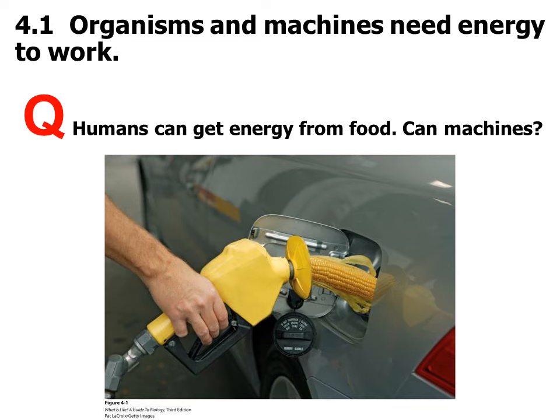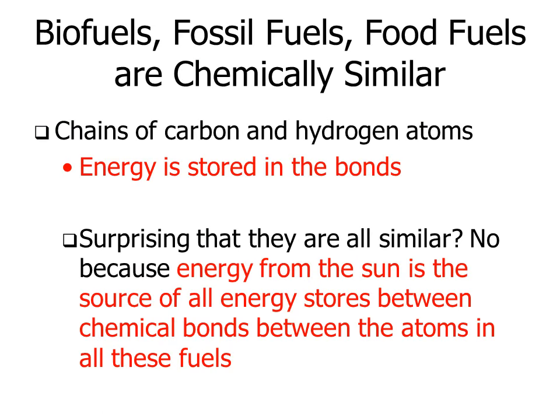Many vehicles run on biofuels, which are fuels produced from plant and animal products. Most vehicles, however, still run on fossil fuels. An example is gasoline. These fuels, which also include oil, natural gas, and coal, are produced from the decayed remains of plants and animals modified over millions of years by heat, pressure, and bacteria. So regardless of if we're talking about biofuels, fossil fuels, or food fuel like what we eat, they are all chemically similar. They're chains of carbon and hydrogen atoms, and those chains are made of chemical bonds between those atoms, and the energy we get is stored in the bonds.